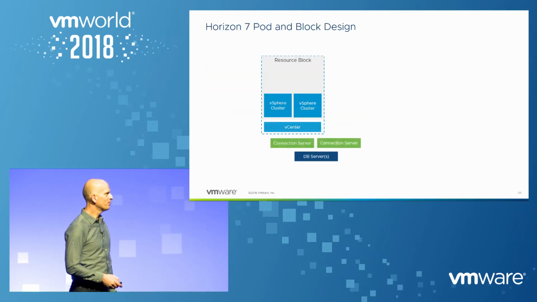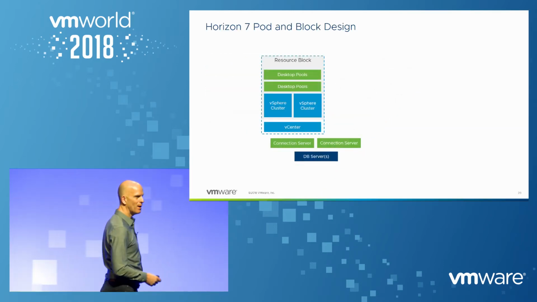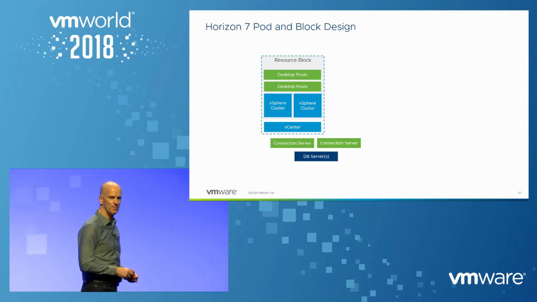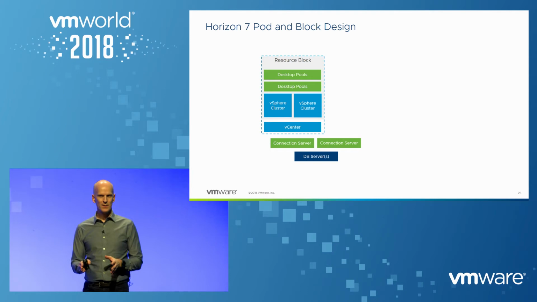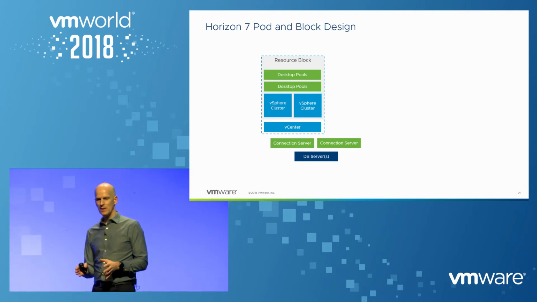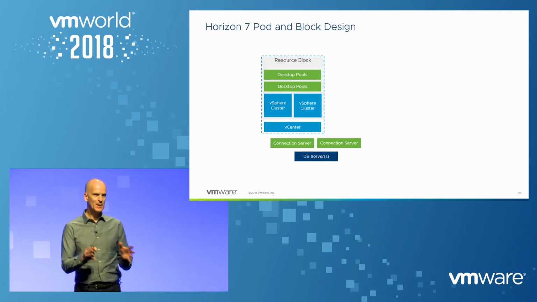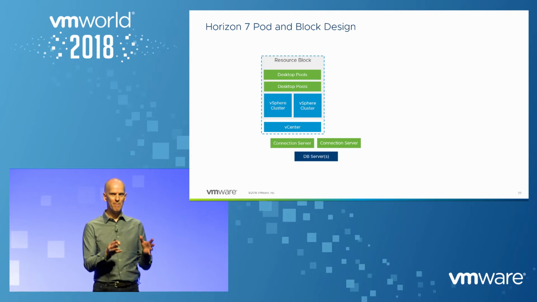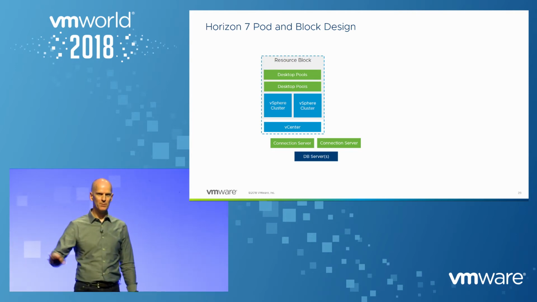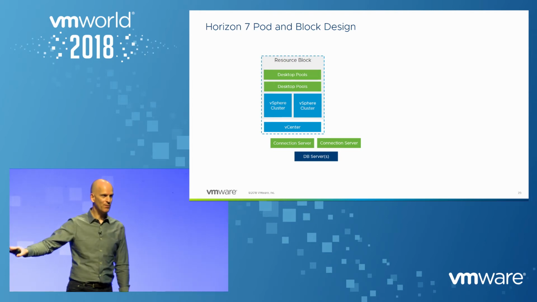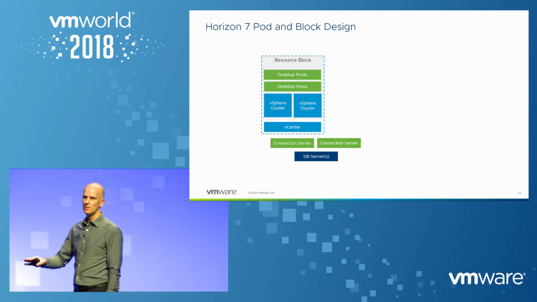So with Horizon, one of the guiding principles we have is the block and pod. And what we've done with the block and pod architecture for Horizon is try to come up with a way of giving you a repeatable block size approach to designing. You get that block right, you just repeat, repeat, repeat. You can scale up as far as you want, essentially. Right.